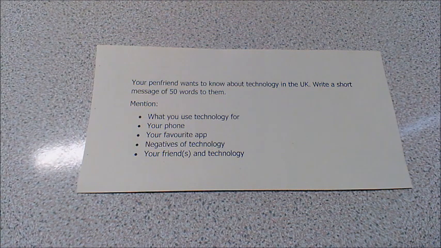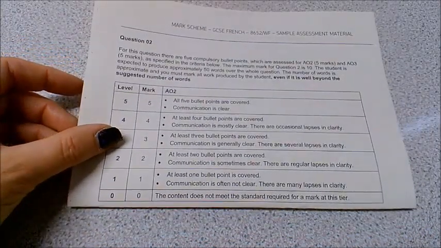So we read the instruction first. Your pen friend wants to know about technology in the UK, and you are writing a short message of 50 words to them. What we need to mention is what we use technology for, phone, favourite app, negatives, and your friends and technology.